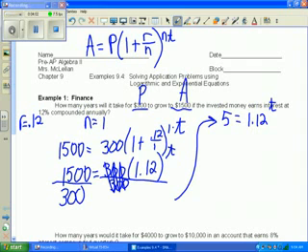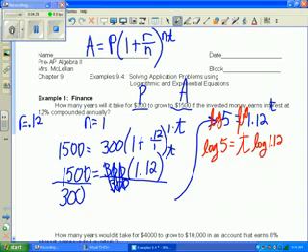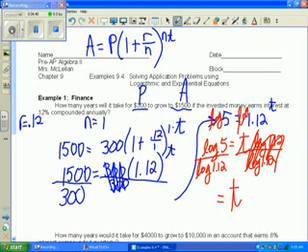And so we're saying, how many times am I going to have to multiply 1.12 by itself to equal 5? Well, we're not going to guess and check that. Now we know how to do it better, and now we can log it. So we're going to log both sides. So I've got log 5 equals t log 1.12, and then divide by log 1.12. So t is, whatever that amount is, 14.2.